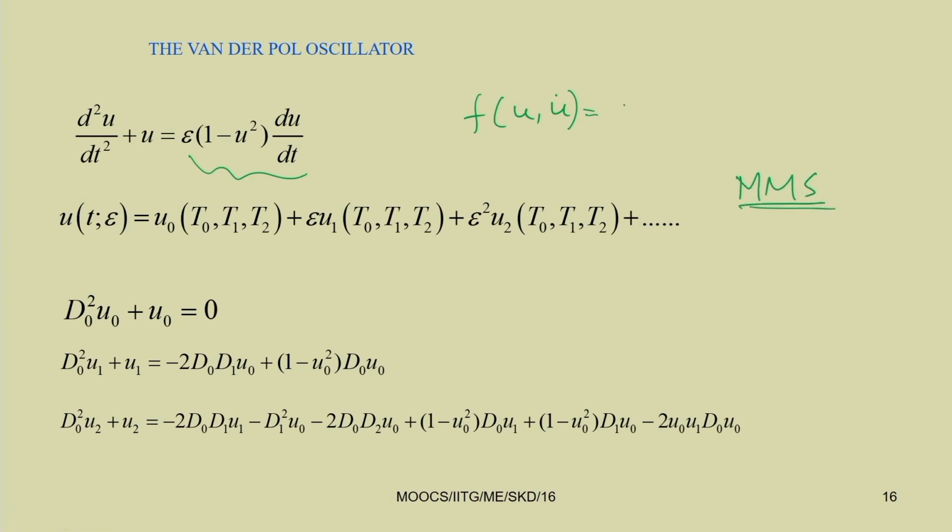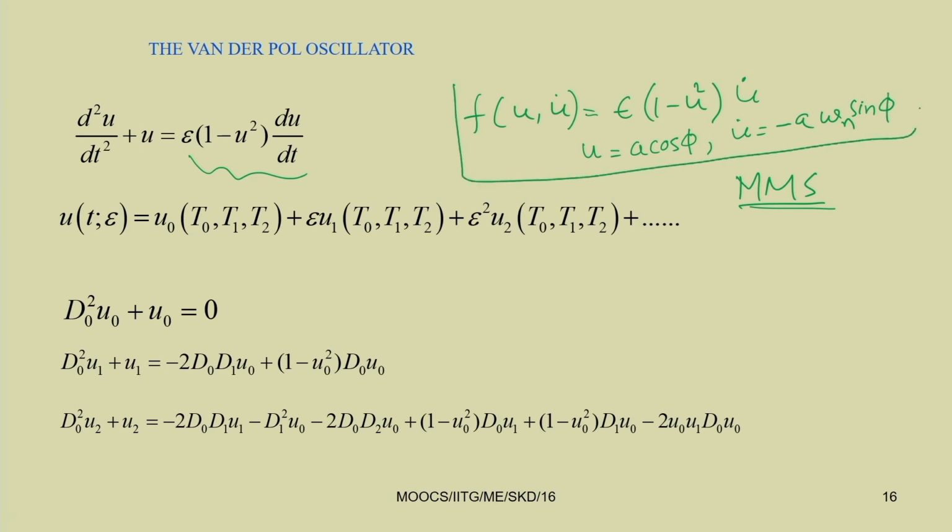The function f(u, u dot) equals epsilon times (1 minus u square) u dot. Here you have to substitute u by a cos phi, with phi equal to omega n t plus beta, and u dot equal to minus a omega n sin phi, and perform this integration to find a dot and beta dot and find the response. That is the KB method, the Krylov-Bogoliubov method. But let us use another method.